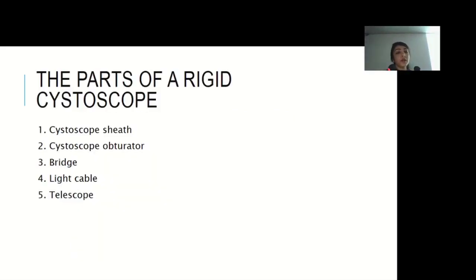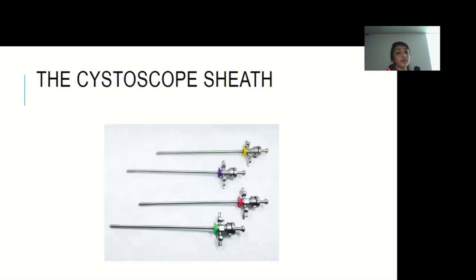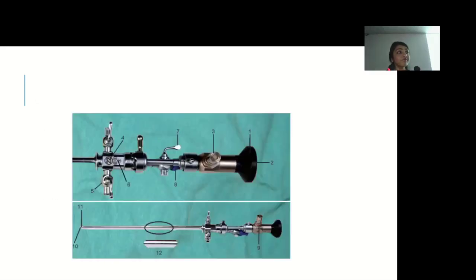The cystoscope can be explained in parts like sheath, obturator, bridge, light cable, telescope, and irrigating channels. These are just words. Technically speaking, when you talk about a telescope, there is an eyepiece and an objective. Number 2 is actually the eyepiece, and the end, which is number 11 and 10, is actually the objective. Whenever you refer to any microscope or telescope, you always use these two terms, eyepiece and objective.